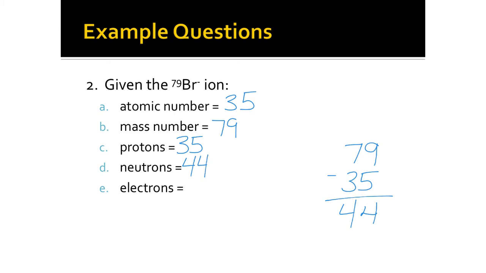Then electrons, if this was a neutral atom, 35 protons, 35 electrons, but this is not a neutral atom, it's an ion. We have a -1 charge. Negative charge means we have gained electrons, so this has 36 electrons.